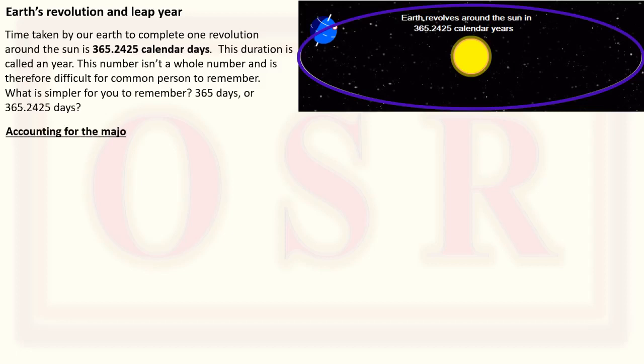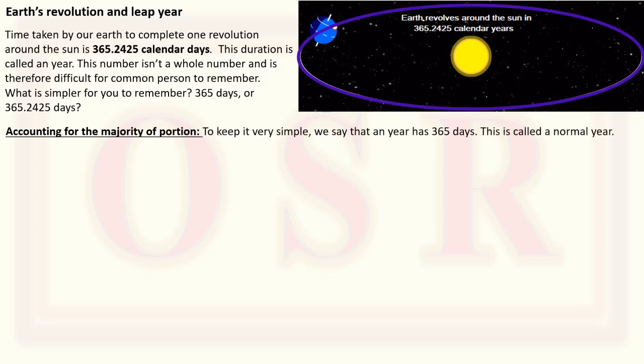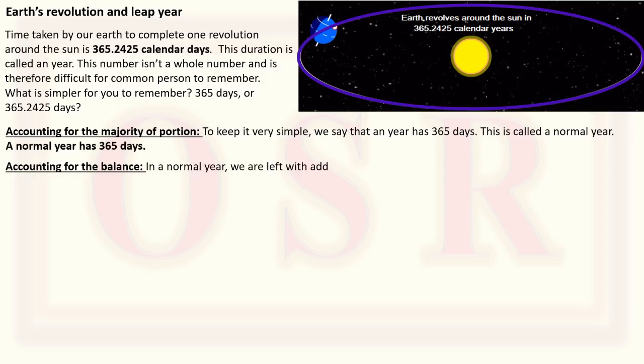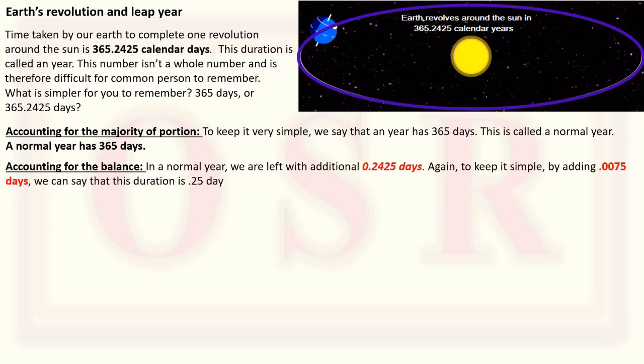Okay, accounting for the majority of the portion. To keep it very simple, we say that a year has 365 days. This is called a normal year. So a normal year has 365 days. Now accounting for the balance. In a normal year, we are left with an additional 0.2425 days. Again, to keep it simple, by adding 0.0075 days, we can say that this duration is 0.25 days or 6 hours. We will account for the balance 0.0075 days later.